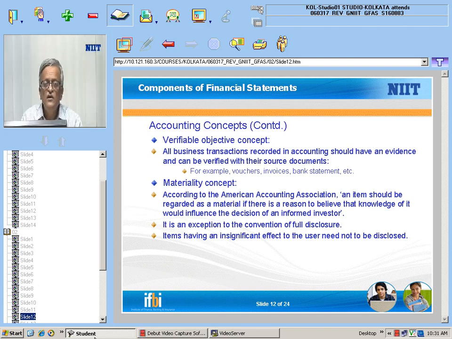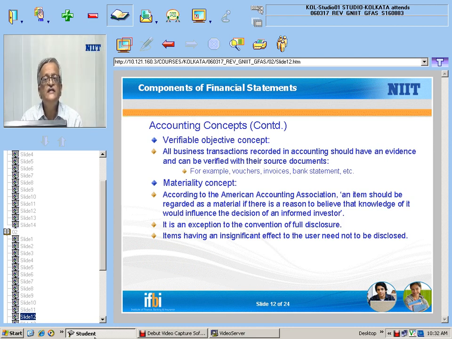It may be a cash memo, it may be some expenditure voucher, it may be certain invoices, it may be a bank statement. So there must be something verifiable. That means the auditor should be able to verify on what basis the transaction has been made in your books of accounts. So that is what we call the verifiable objective concept. It says all business transactions recorded in accounting should have evidence and can be verified with their source documents. Voucher, invoice, bank statement, these are all the documents.